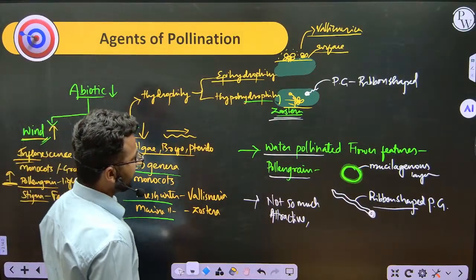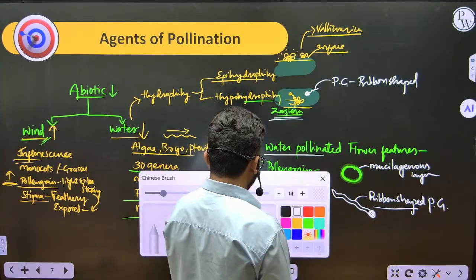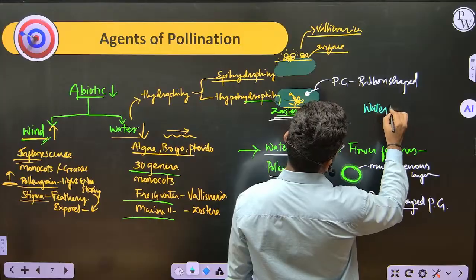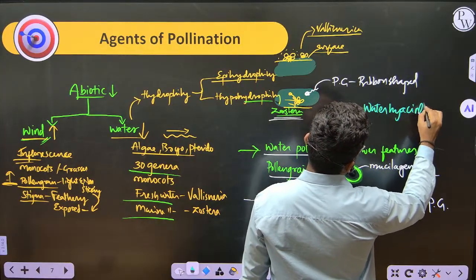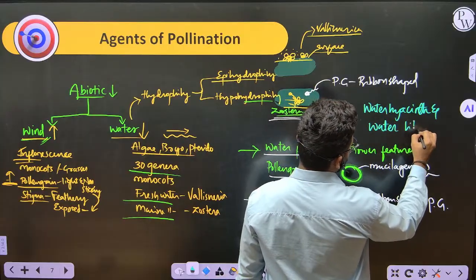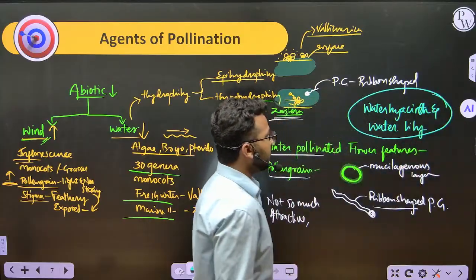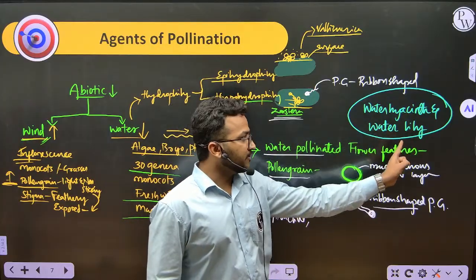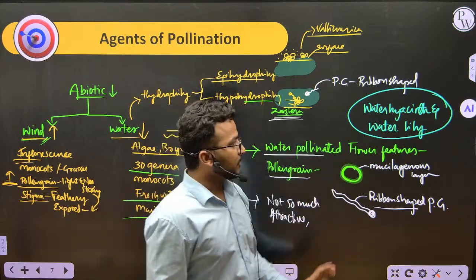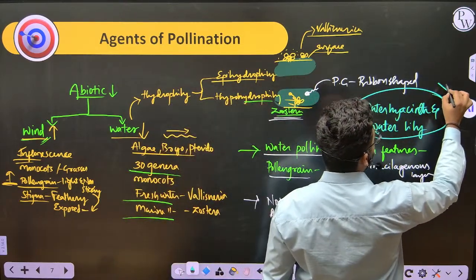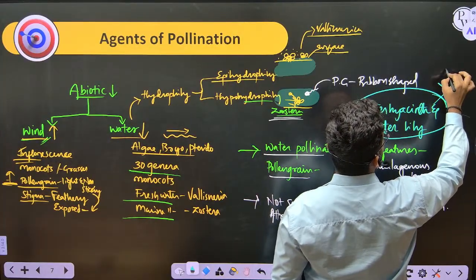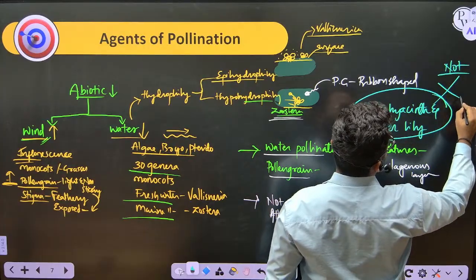In case of water pollinated plants, one more thing you need to remember: yesterday I said that is water hyacinth and water lily. Here most of the students get confused. Water hyacinth and water lily, even though they are present in water, they require pollinators. So these are not water pollinated.